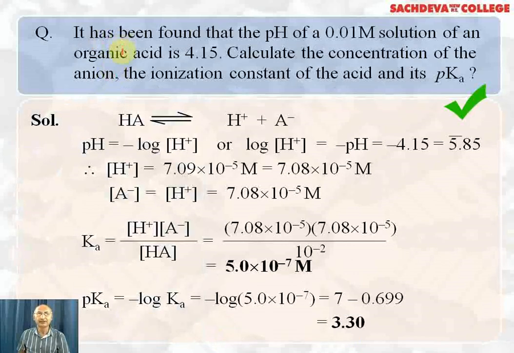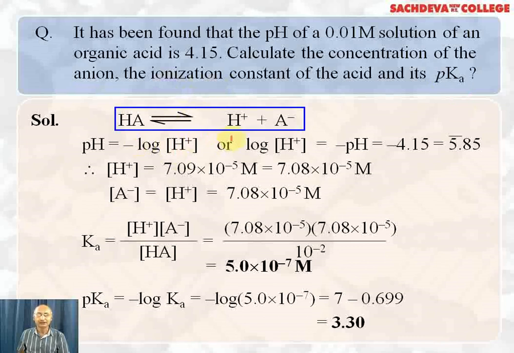Next question: it has been found that the pH of a 0.01 molar solution of an organic acid is 4.15. Calculate the concentration of the anion, the ionization constant of the acid, and its pKa. HA dissociates into H positive ion plus A negative ion.